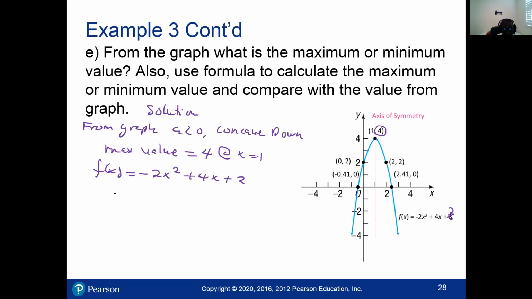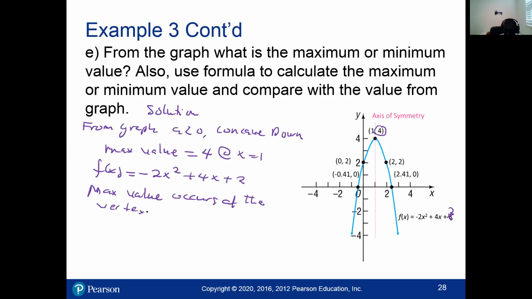So if I use the formula, we know that the maximum value occurs at the vertex.